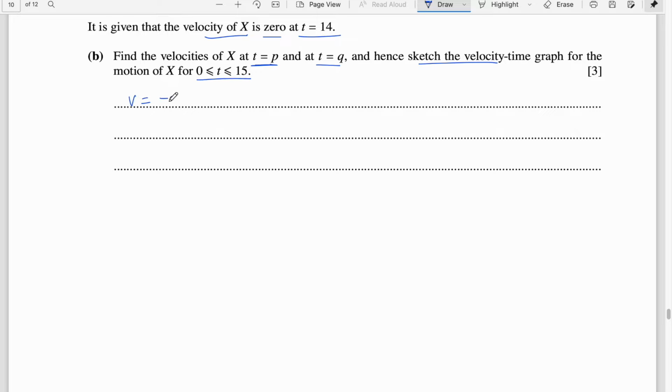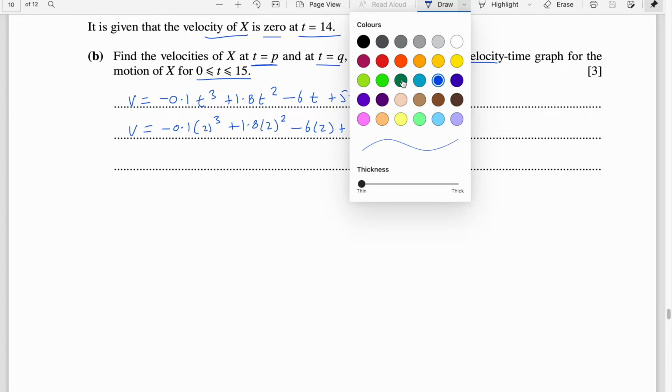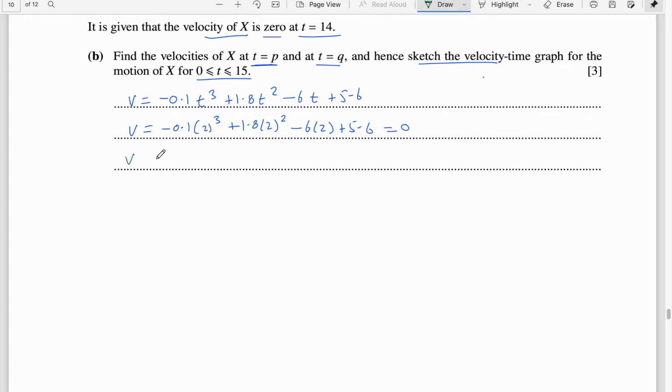So equation of velocity: negative 0.1 t cubed plus 1.8 t squared minus 6 t plus 5.6. So we just plug in the values: minus 0.1 at 2 cubed plus 1.8 at 2 squared minus 6 into 2 plus 5.6. Use the calculator and get the value. And second, when the time is 10 seconds: negative 0.1 times 10 cubed plus 1.8 times 10 squared minus 6 into 10 plus 5.6, velocity is 25.6 meters per second.